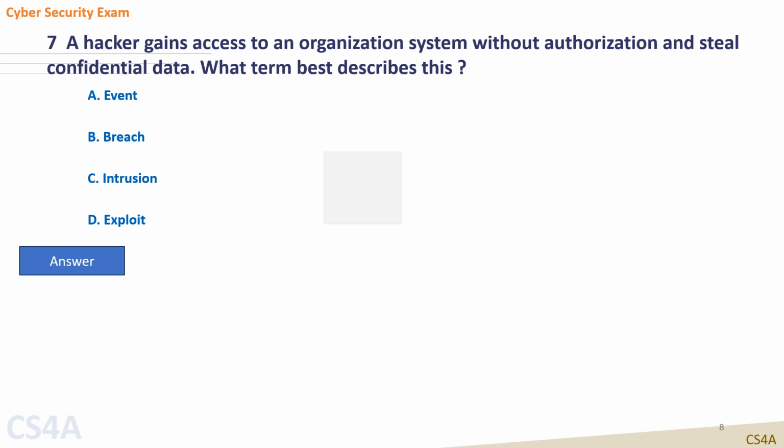And intrusion, this is a correct one because the hacker, an external entity, gains access to the organization system. So that is the correct one. So option C is the correct one. Exploit is also not the correct one because there is no system vulnerability being exploited or threatened. So the option C is the correct one.